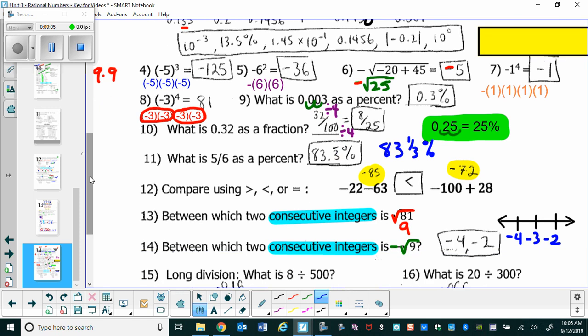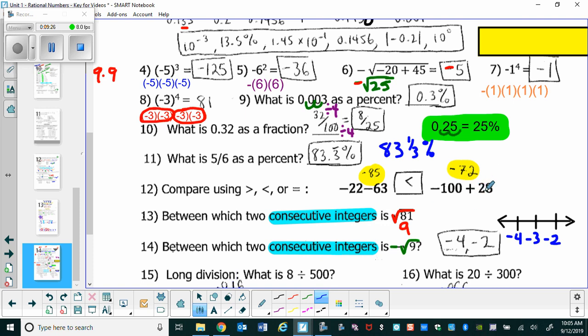All right, now for number 12, we're just comparing using the alligator symbols or an equal sign. So just reviewing some elementary school basics here. If you subtract 63 from a negative number, it's going to get more negative. So you've got negative 22 and negative 63. You've got negative 85 total there.